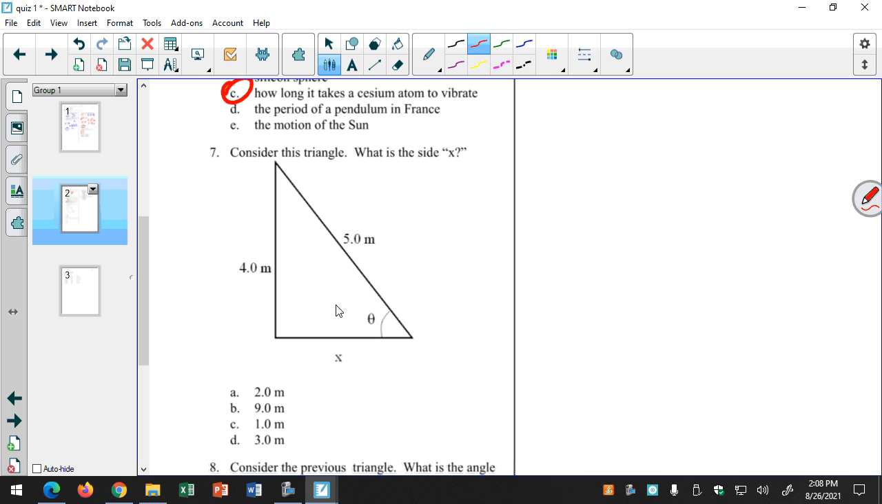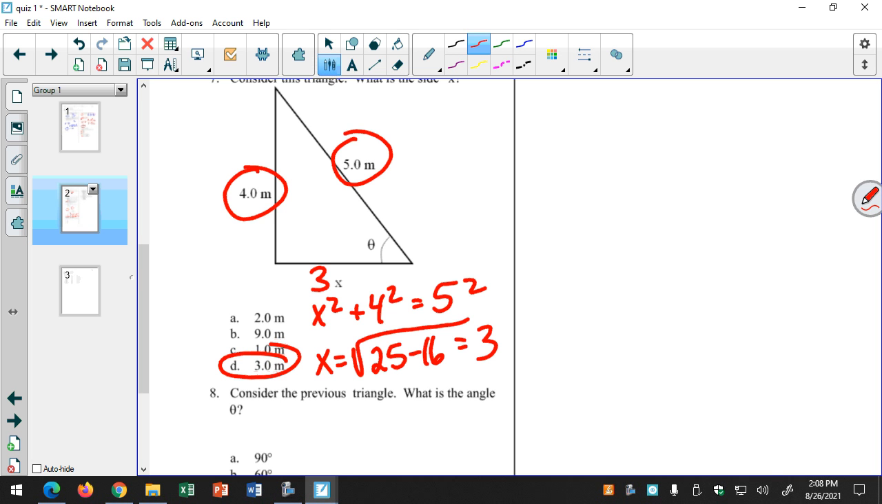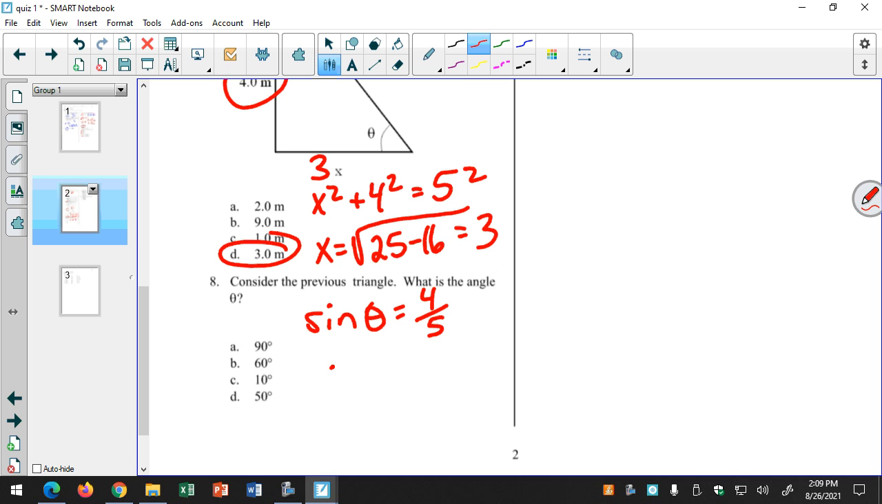If I want to know X, I say X squared plus 4 squared equals 5 squared, and I solve that for X. Or you can just realize, hey, this is one of my special triangles, my 3, 4, 5 triangle, and that's 3. By the way, if I'm going to solve this, I would get X equals the square root of 25 minus 16, which is the square root of 9, or 3. And then if I want to know the angle theta, since I know opposite and hypotenuse, OH, that's sine of theta equals 4 divided by 5. So theta is the inverse sine of 4 divided by 5.